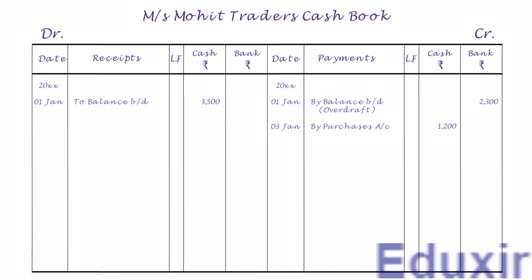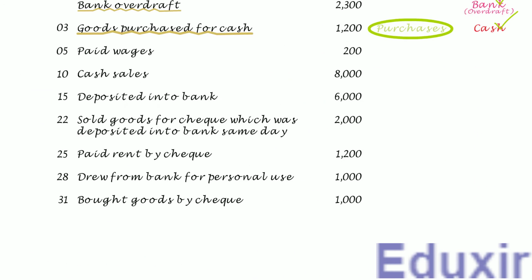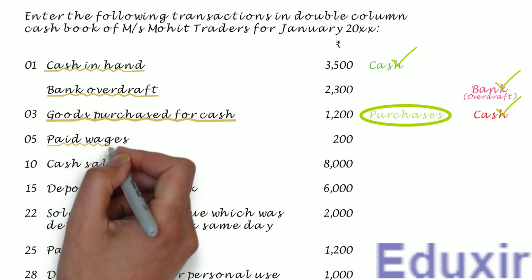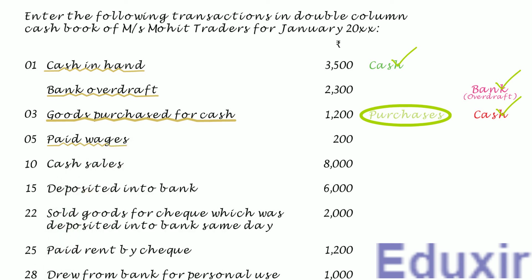Let us now take up the next transaction. In this transaction, the business has paid 200 rupees of wages. Unless otherwise specified, all the payments are usually considered to be done in cash. So, we can consider this as 200 rupees of wages paid in cash. Now, wages is an expense. In other words, the business is incurring an expense named wages in this transaction.